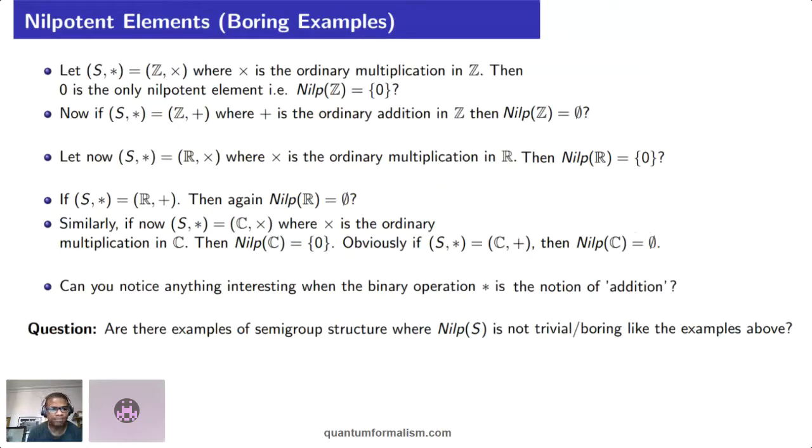And here are some boring examples. Again, I did the slides very fast, so please correct me later or now if you see any typo. So obviously, when we take the integers with the ordinary multiplication, then the only nilpotent element is 0, right? We agree?